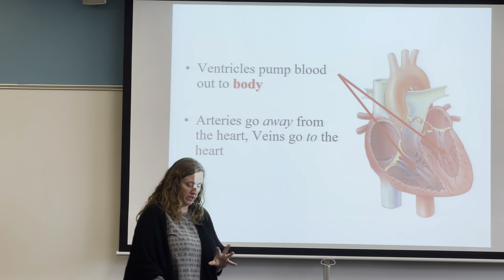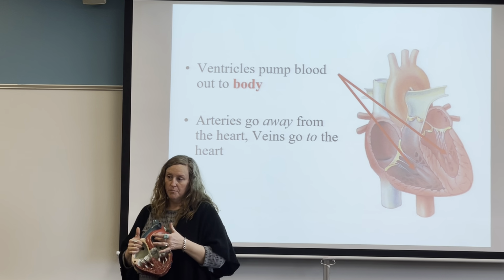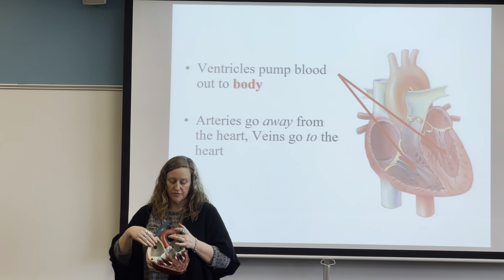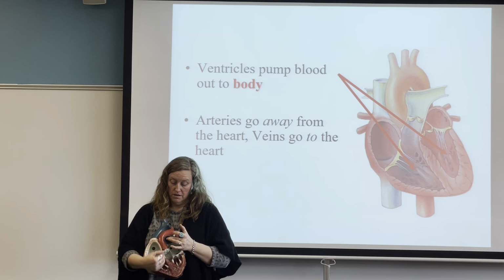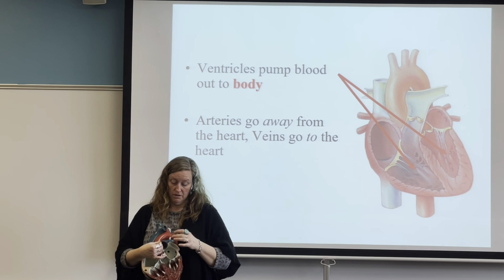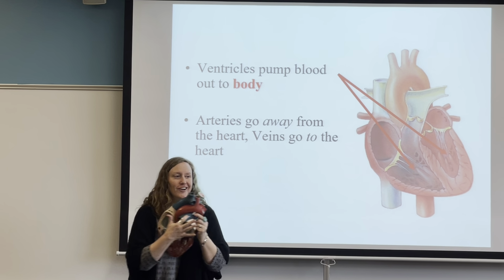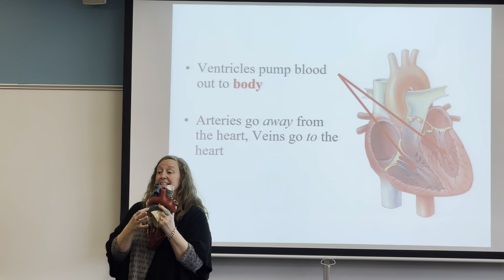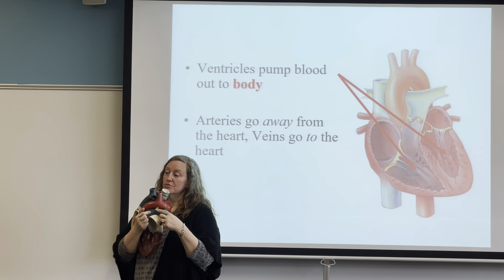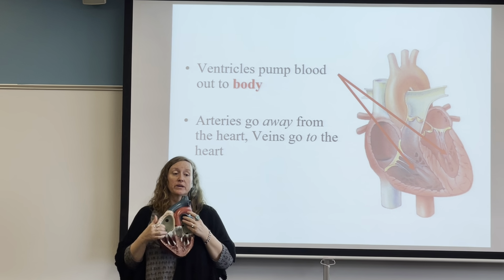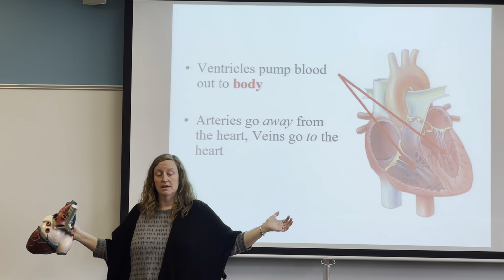This is particularly important when we're looking at the pulmonary artery. It comes from the ventricle of the right side of the heart, collects the blood from the ventricle, and the pulmonary artery, which is what color? Blue. It's carrying deoxygenated blood out to the lungs. So the pulmonary artery goes away, arteries go away. It's bringing deoxygenated blood from the right side away from the heart to the lungs.